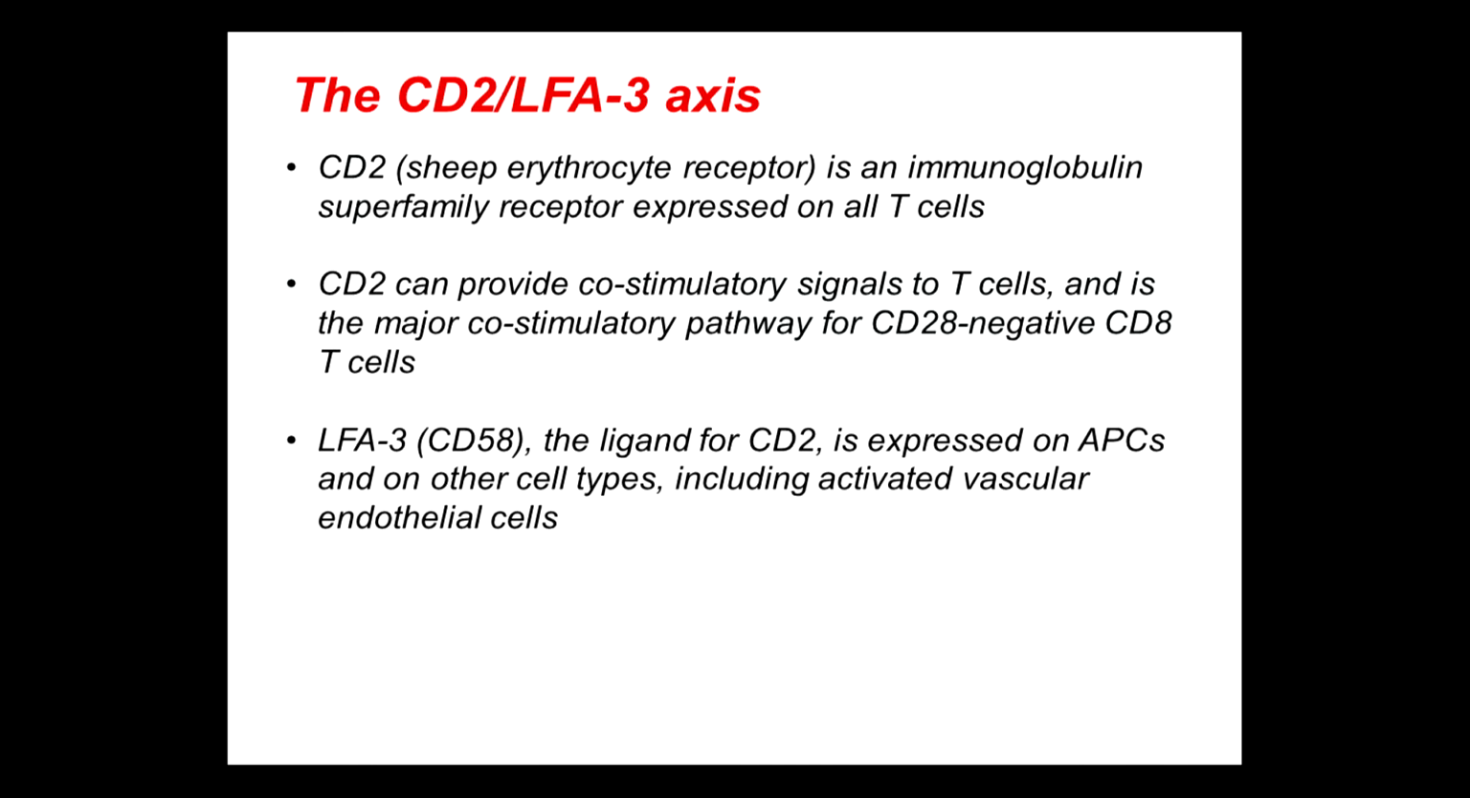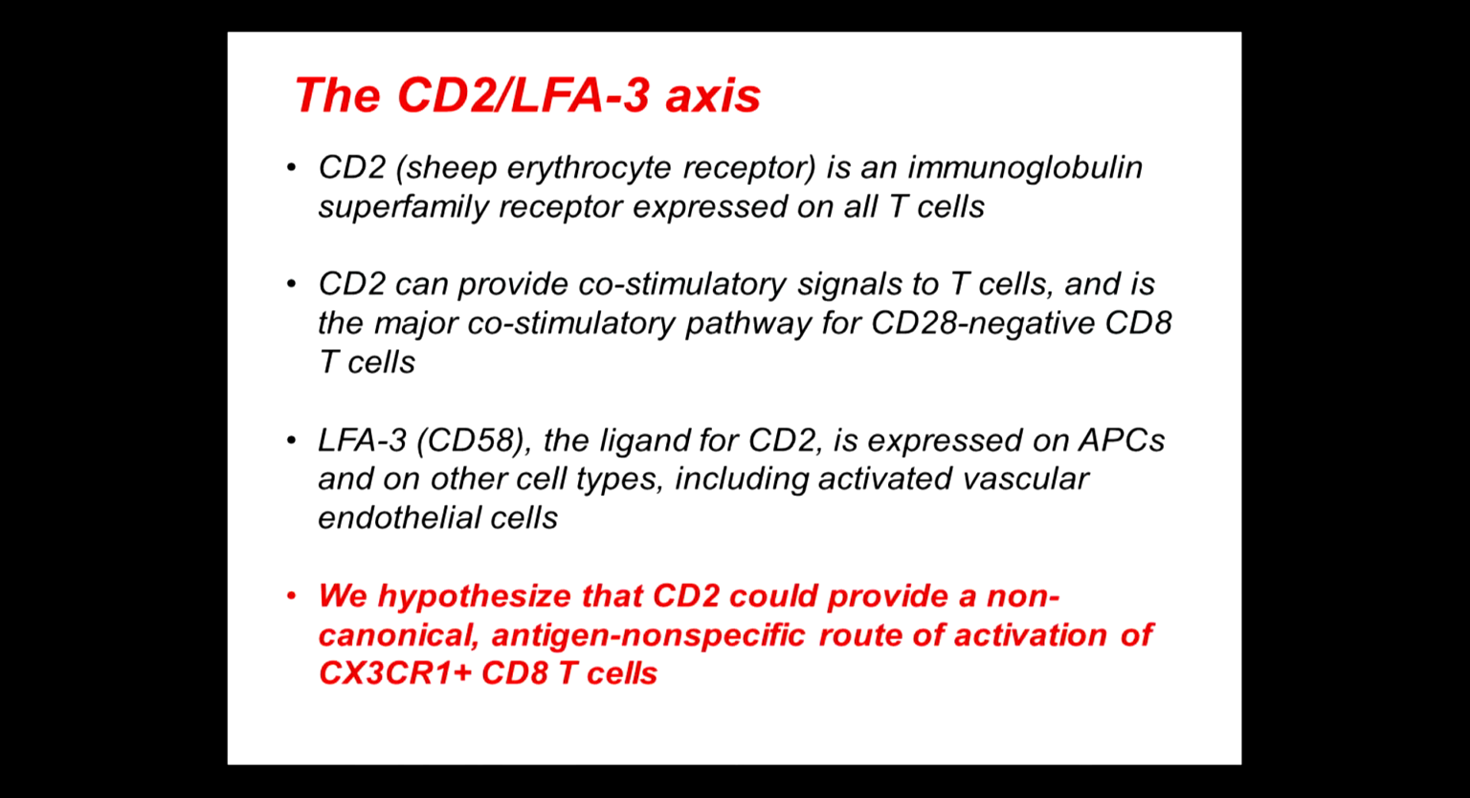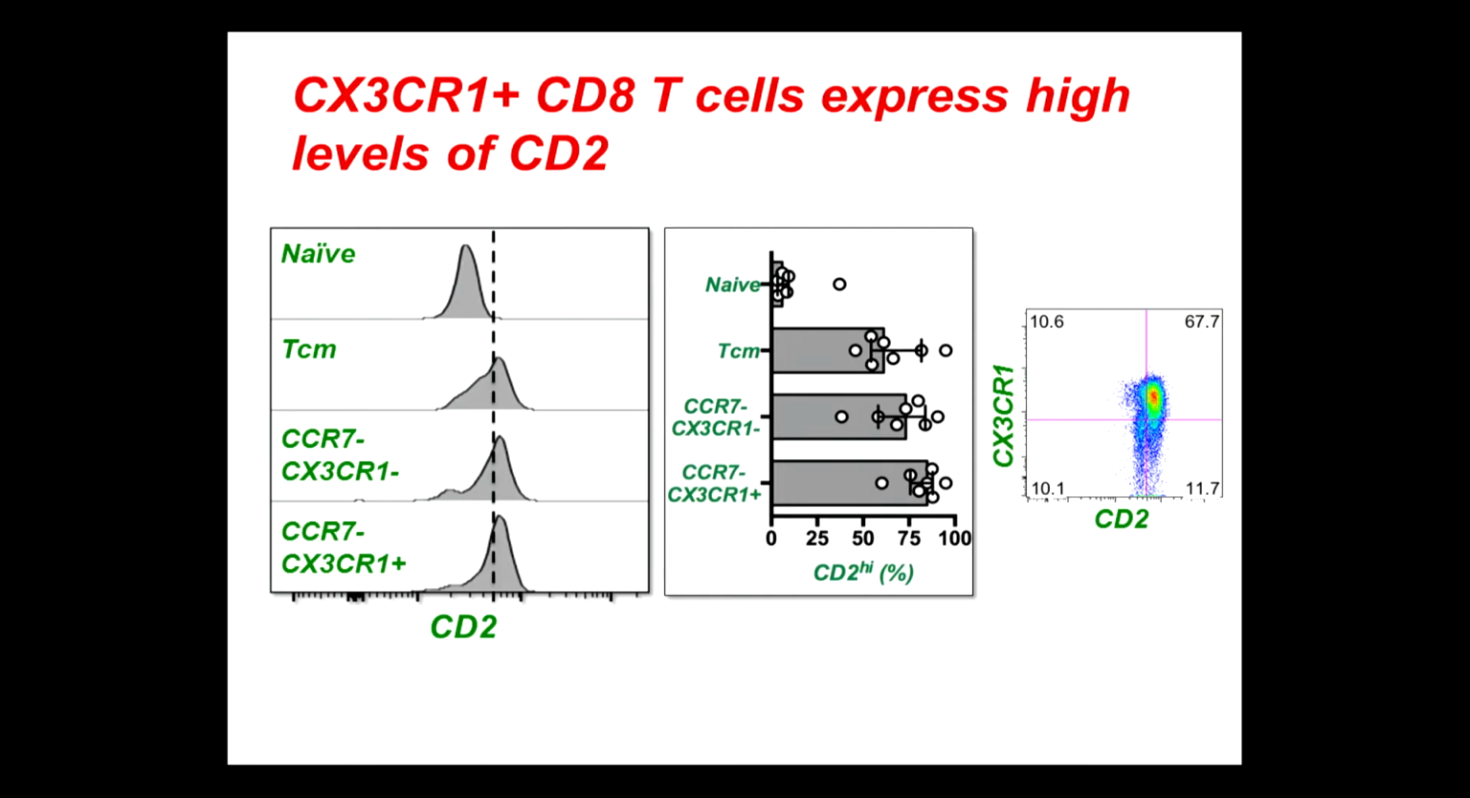So we hypothesized that CD2 could provide a non-canonical, antigen non-specific route of activation of fractalkine receptor CX3CR1-positive CD8 T cells. First off, the density of CD2 increases as cells mature. On the left panel, we have CD2 density in naive, central memory, CCR7-negative, CX3CR1-negative cells, and on the bottom panel, CX3CR1-positive cells. On the right panel, we show the summary data on a number of individual samples. As cells are more matured, their CD2 density increases.